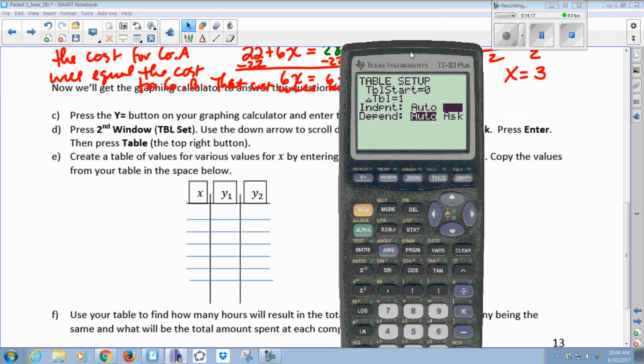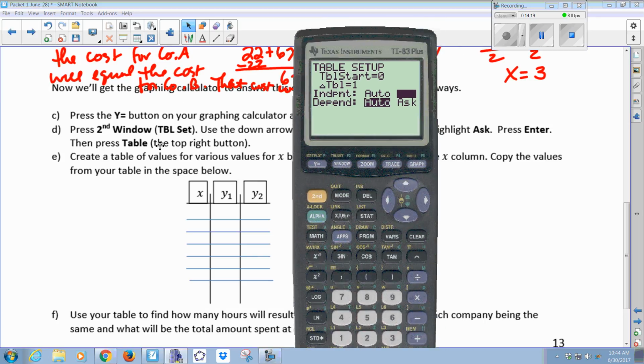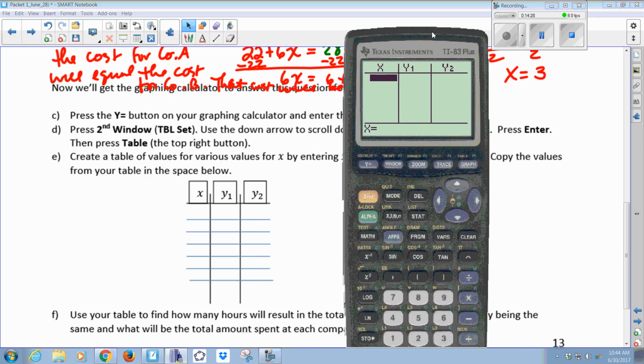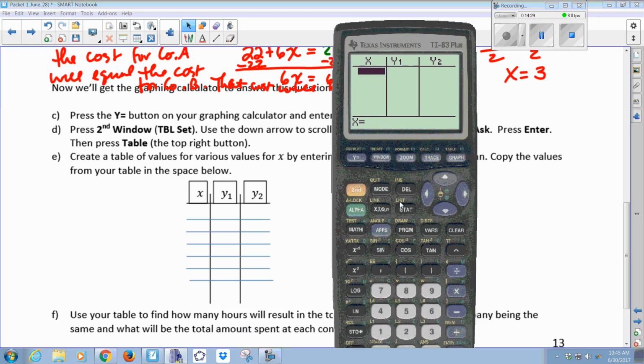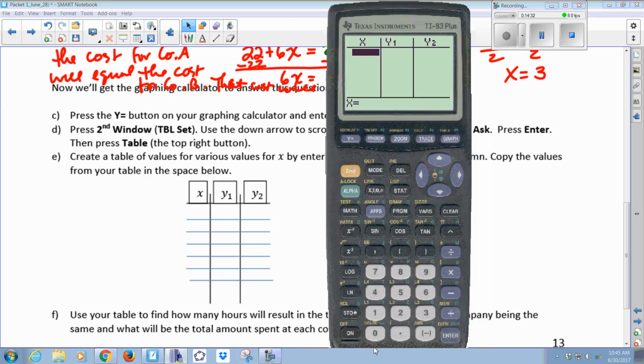So now we're going to press table, which is the top right hand button. It's second graph. And now you see you don't have any information in your table. But if I put a 0 in, it gives me the 2 values for y1 and y2. So if I put a 0 in here, I find out the cost for company A is 22 and the cost for company B is 28.